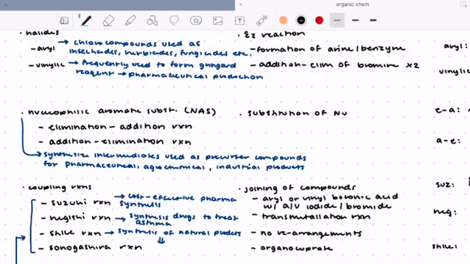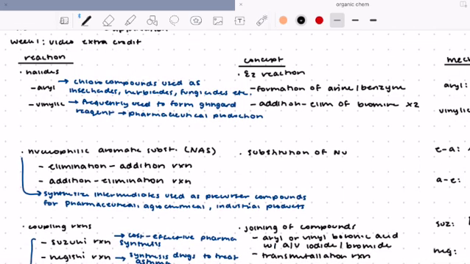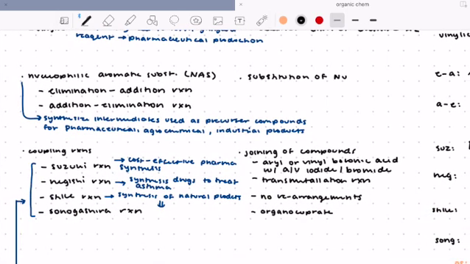So all these different reactions have different applications. In aryl halides, the chloro-aryl compounds are used as insecticides, herbicides, fungicides, and bactericides. Vinylic halides are frequently used to form Grignard reagents, which are really important in pharmaceutical production, and it was largely discussed last quarter in Ochem 2. Next, nucleophilic aromatic substitution is used to synthesize intermediates, and those intermediates are used as precursor compounds for pharmaceutical and industrial products.